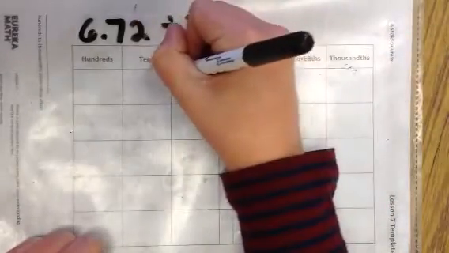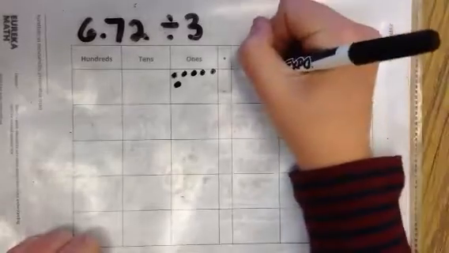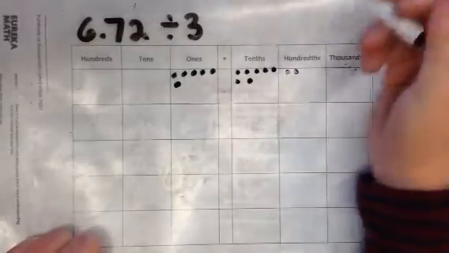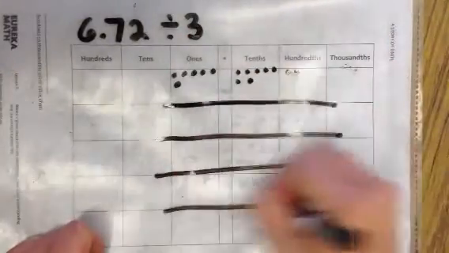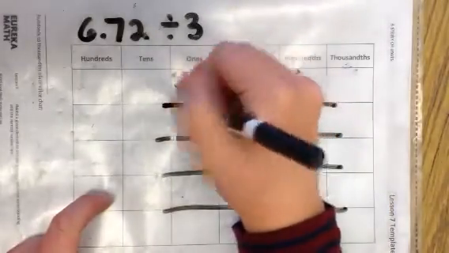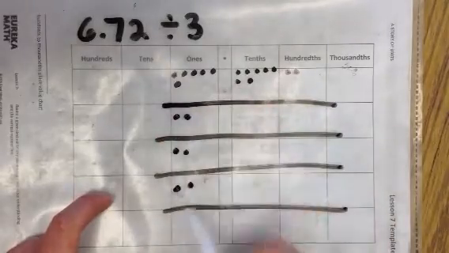So I'm going to draw out my numbers. 1, 2, 3, 4, 5, 6 ones. Tenths. 1, 2, 3, 4, 5, 6, 7, and 2/100. Okay, I'm going to try and divide this into 3 groups. I'm going to start with my biggest number, 6. 1, 2, 3, 4, 5, 6. That one worked out well.